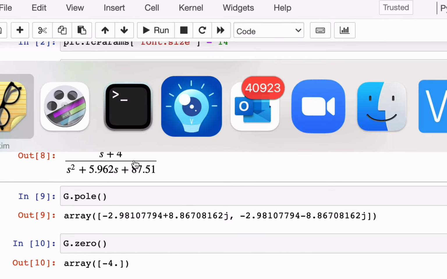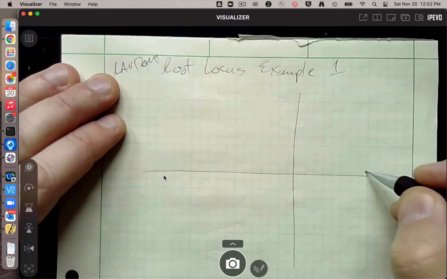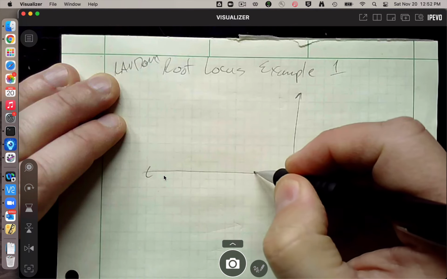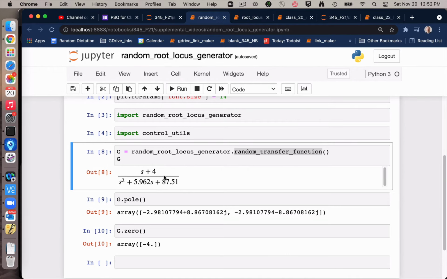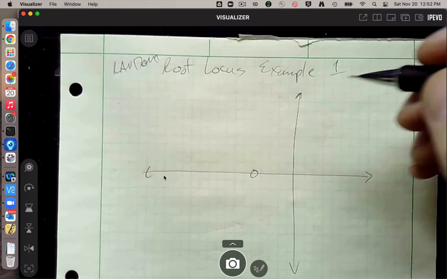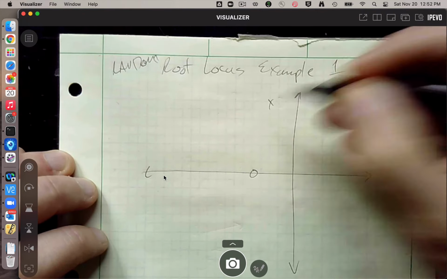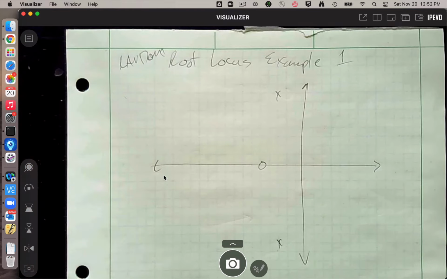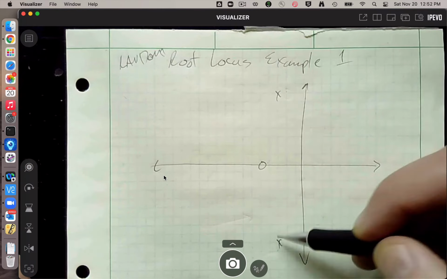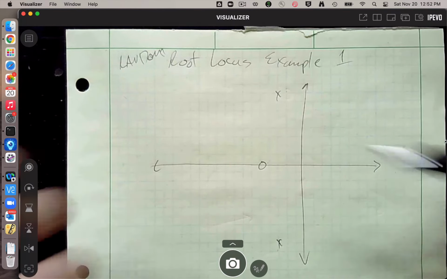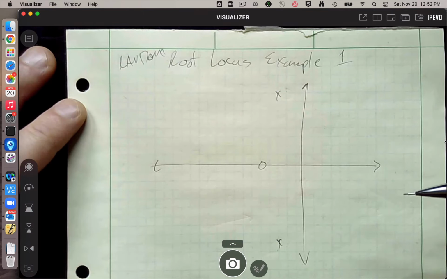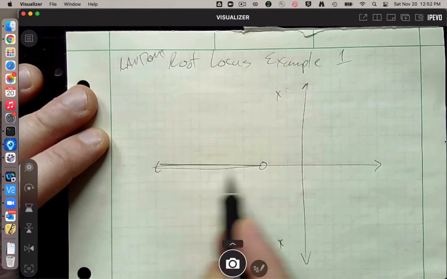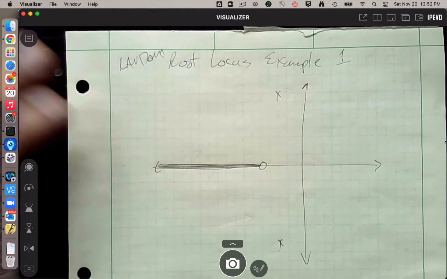If I jump over to my document cam, the zero was at -4, and the poles are at roughly -3, 9-ish. So it looks something like that: a complex conjugate pair of poles and a real zero. I know that the part of my real axis to the left of an odd number of poles and zeros is on my root locus.